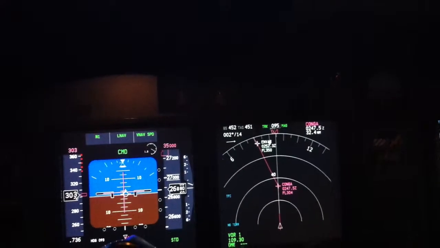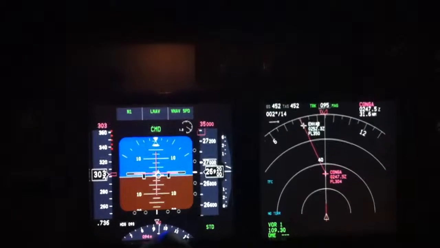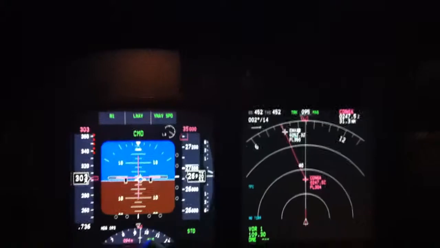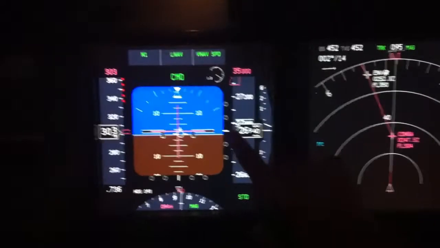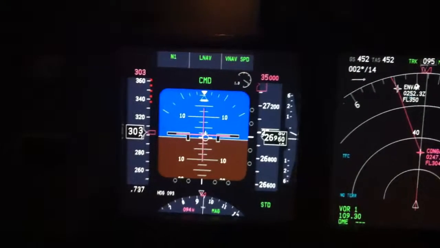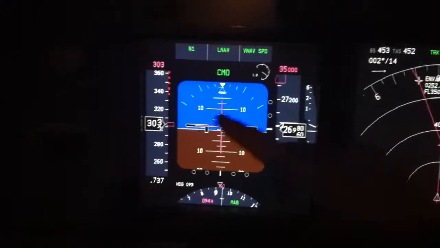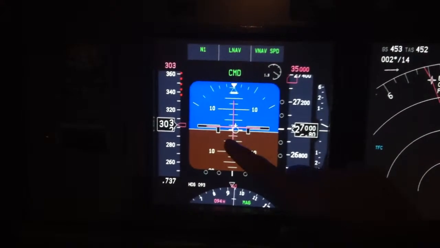So we are climbing very slowly to flight level 350, and I'll talk a bit about the basic systems of the Boeing 737. This display here is the primary flight display. It's what we usually look at when we fly. This is the altitude on the right and the speed is on the left. The altitude is measured in feet and the speed is measured in knots.